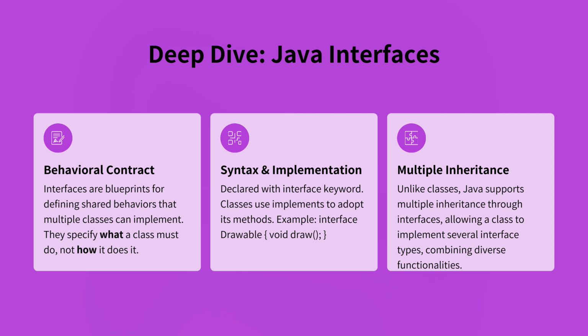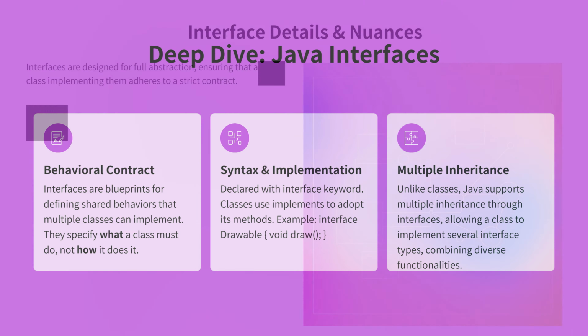Declared with the interface keyword. Classes use implements to adopt its methods. Example: interface Drawable, void draw. Unlike classes, Java supports multiple inheritance through interfaces, allowing a class to implement several interface types, combining diverse functionalities.